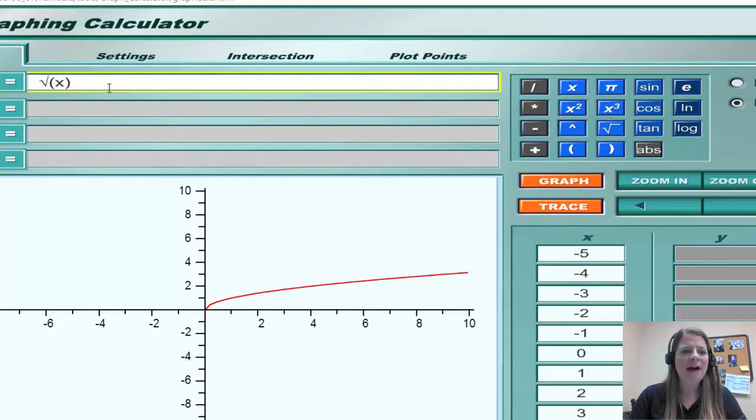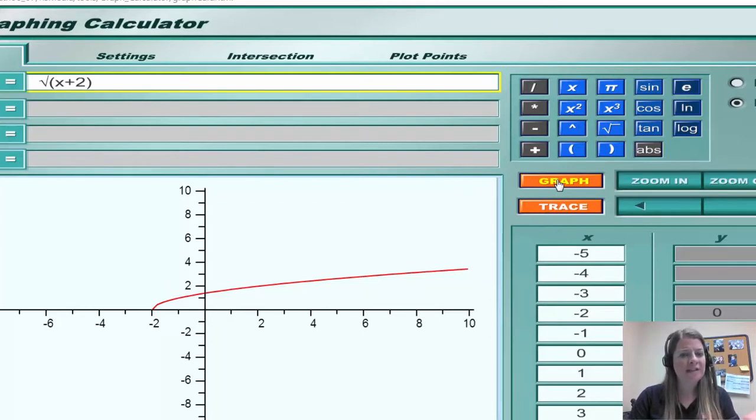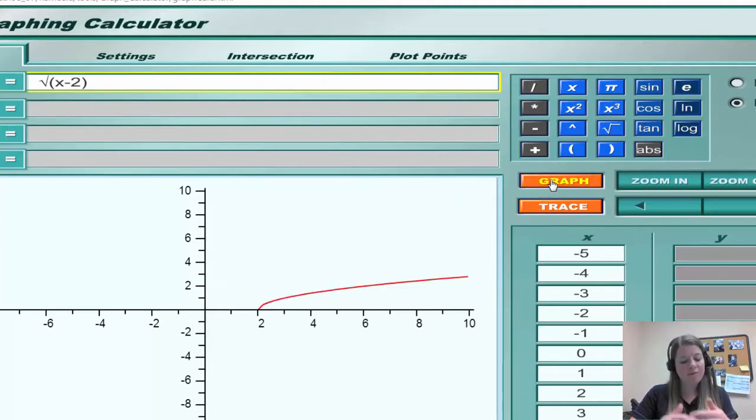But what if, inside the parentheses, I add 2? What's it do? It moves you to the left 2. So you can see that when you add 2 under the radical, it moved you to the left. What if I would have subtracted 2 there? What do you think that would have done? It would have moved you to the right. So when you put a number in with the x in the radical, it moves you left and right, a translation or a shift to the left or right, opposite of what you'd think. Positive moves you negative, negative moves you positive.